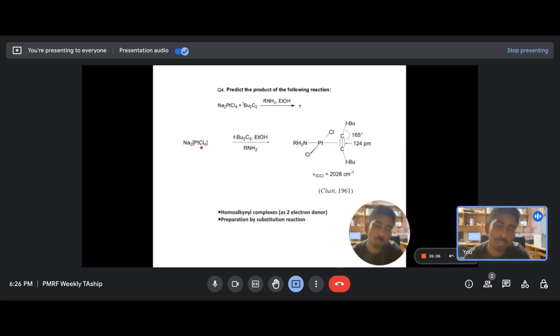So you see, this Na2PtCl4 is a very well known compound. We have actually previously discussed this compound much more. This similar compound K2PtCl4 is one of the precursors for the famous Zeise's salt.